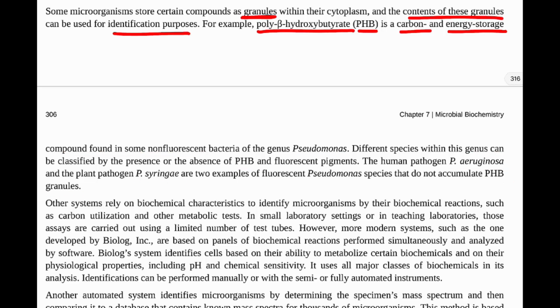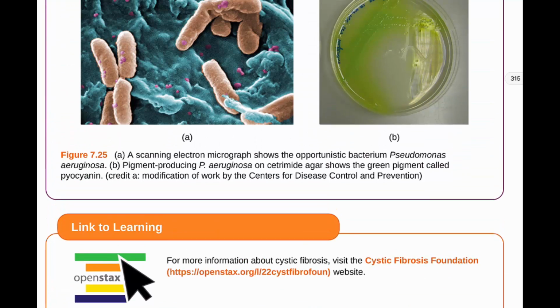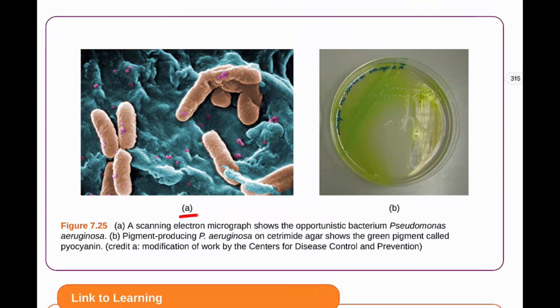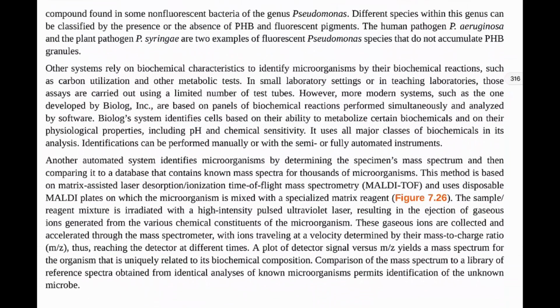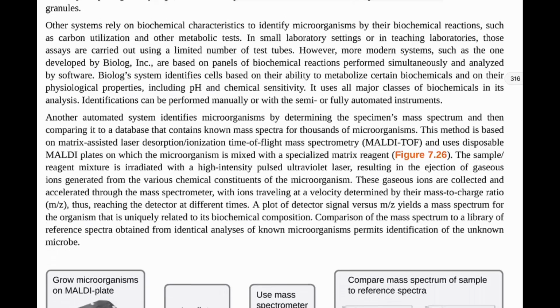Actually, there's an image of this up here. You can see this is a scanning electron micrograph of Pseudomonas aeruginosa, but what I was more talking about is that it is pigment producing. You can see that this P. aeruginosa was placed on cetrimide agar, and it shows a green pigment called pyocyanin. And so they know that this is P. aeruginosa because of this green pigment on this specific type of plate. So there are many different ways that we can identify the bacteria or the pathogen.